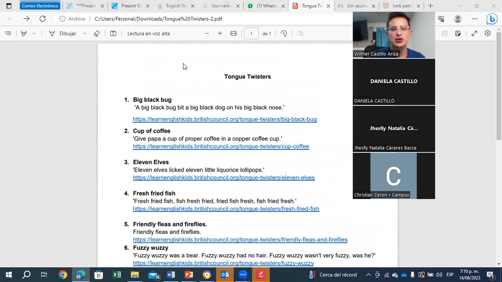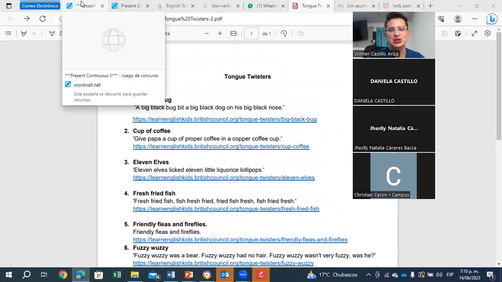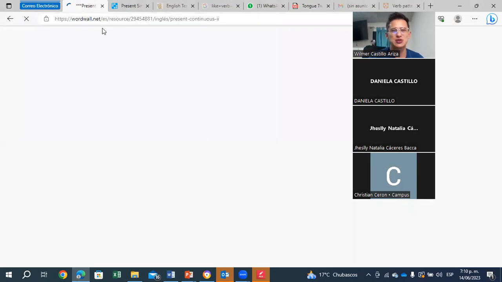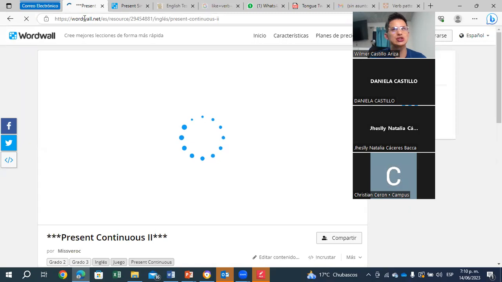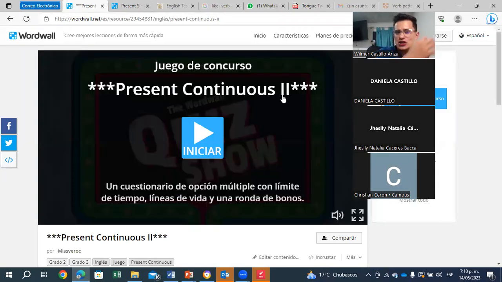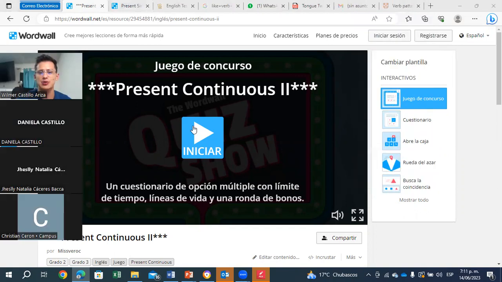Before I introduce the topic that we are going to learn today, I recommend you this page, which is called Wordwall. I use this page a lot. No matter if I do it with children, teenagers or adults, I like to use this one because you can find different topics in a dynamic way. For example, here we have the present continuous, and some different games, so you can use that one in your practice.